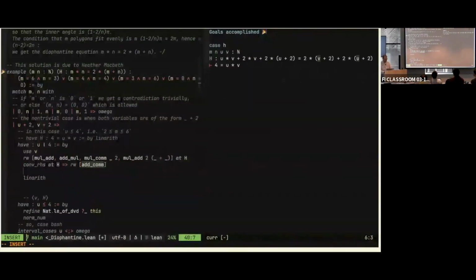Yeah, it did. So what happened between the first line and the next one is you see on the right-hand side, the order of addition has been switched. Okay? And so conv right-hand side means do the following operations on the right-hand side of the indicated equation here, which is h. So the right-hand side.